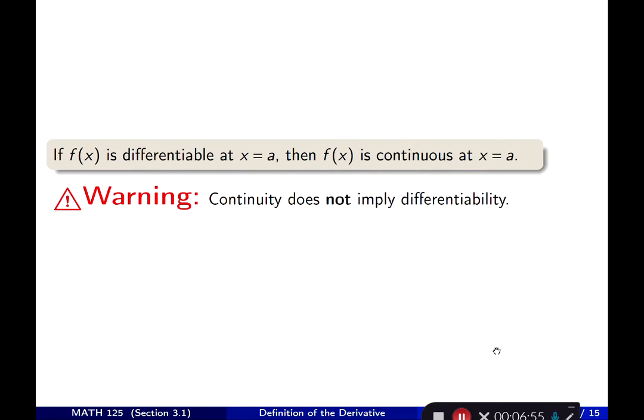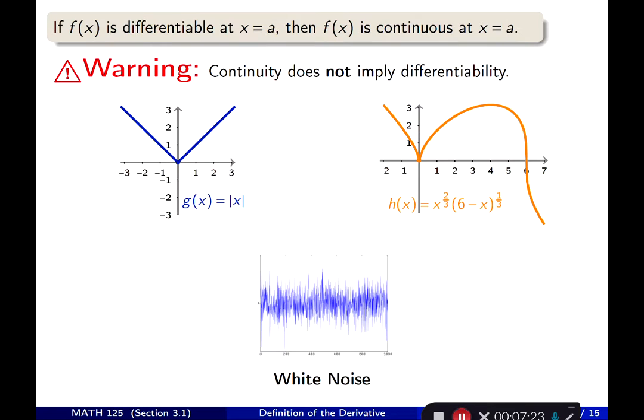So we're ready to make a huge statement, and this is a very important one. If f of x is differentiable at x equal to a, then f of x is continuous at x equal to a. Warning, it's a very important warning: continuity does not imply differentiability. So one way, if it's differentiable, it's going to be continuous, but if it's continuous, it doesn't have to be differentiable. It could or it could not. Either way would work.